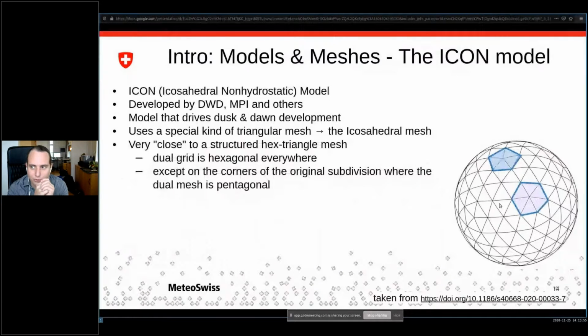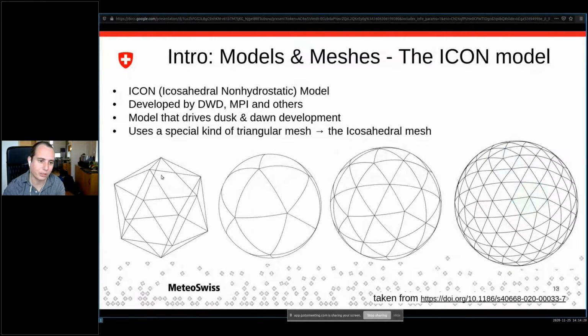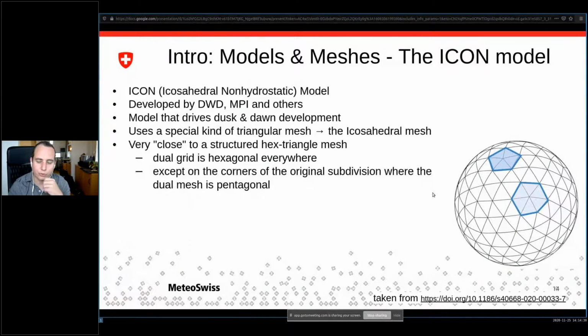So what is special about this, or what is tricky about this? Well, we are in a close to structured situation. We almost have this triangular structure on the primary mesh with a hexagonal neighborhood, like six neighbors everywhere, except at the boundaries where we have pentagons. Like at the original corners over here, you can see that there is a 5-fold neighborhood, whereas in the subdivisions, you have 6 neighbors. So you get this kind of almost structured domain.